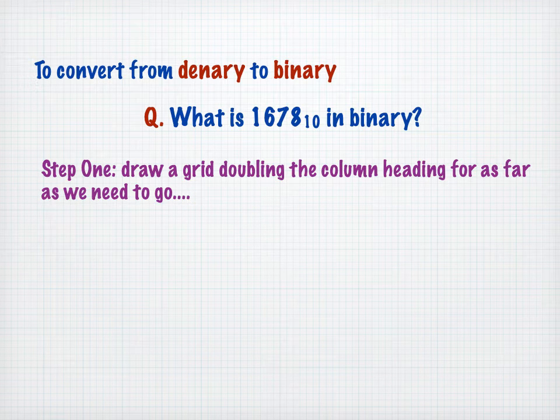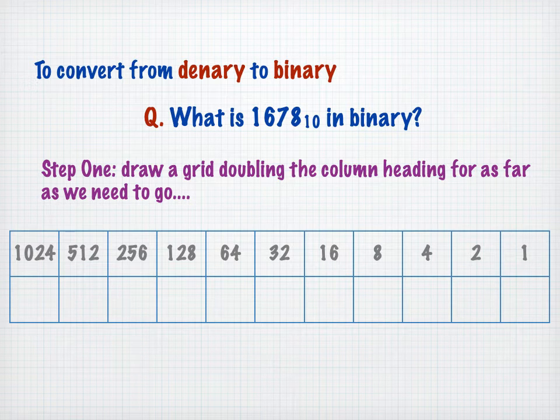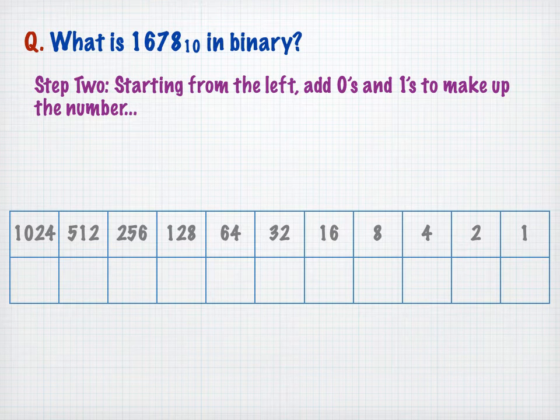So imagine you had this number 1678 in base 10 and you wanted to know what that actually was in binary. Well, if we had this grid here, where every column is worth twice as much as the one that it's next to, what we could do is find which of these numbers are required to make up 1678. So we could start from the left and put zeros and ones in to indicate whether it's needed to make up that 1678.